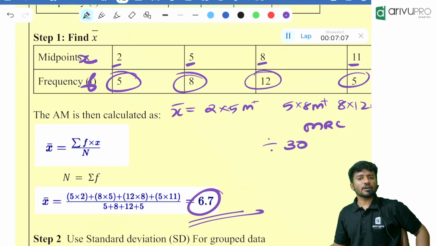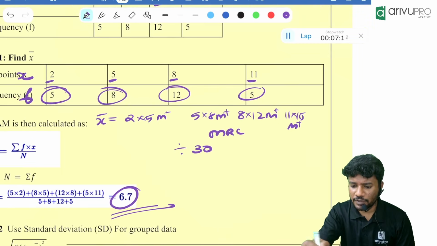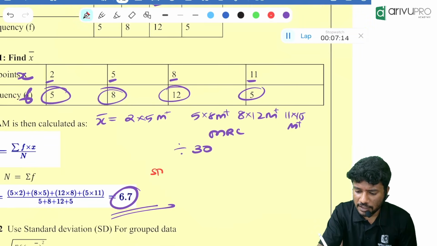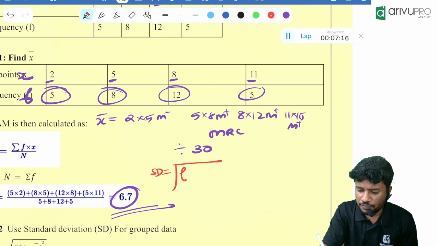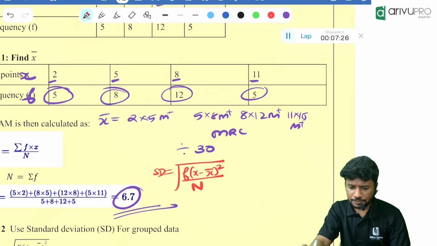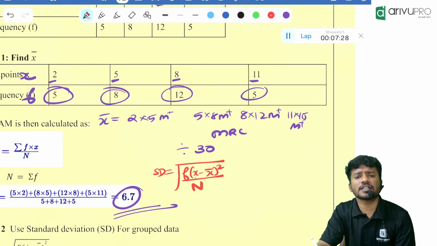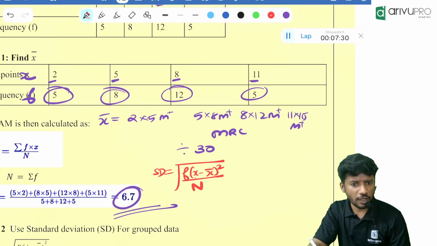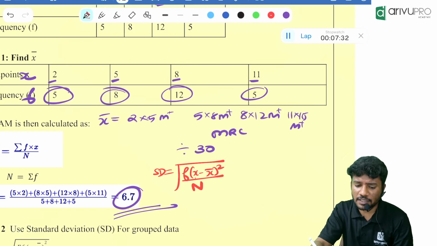What we need to find now? Standard deviation. How to find standard deviation? People, what is the formula for finding standard deviation for group data? Root of f into x minus x bar the whole square divided by sigma f or capital letter N. Now we will just use calculator. First do x minus x bar.